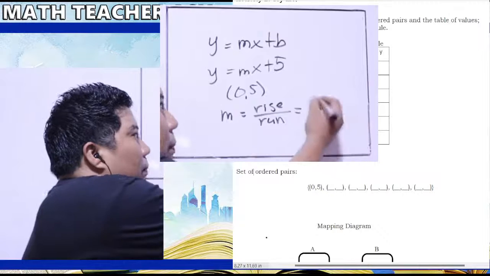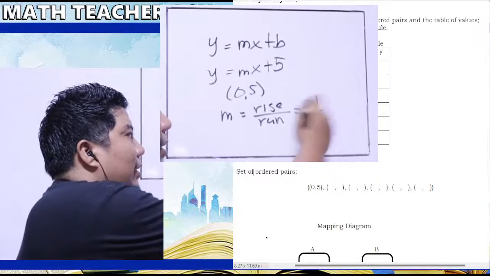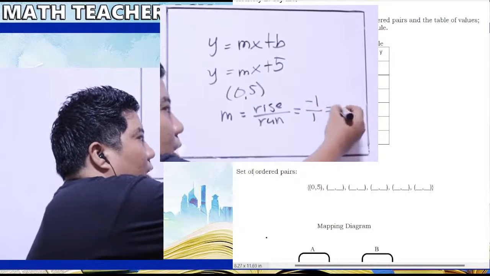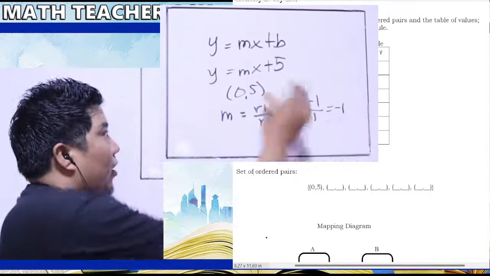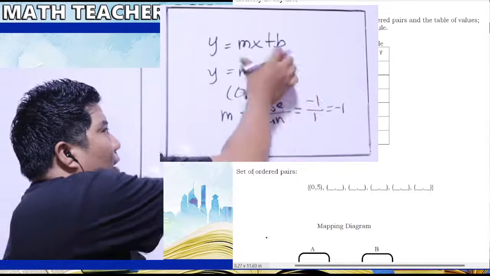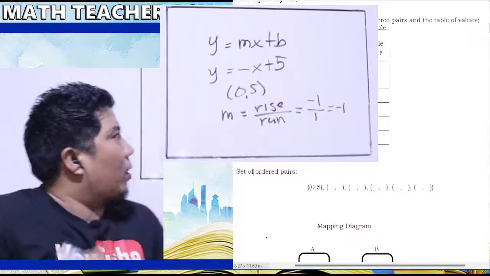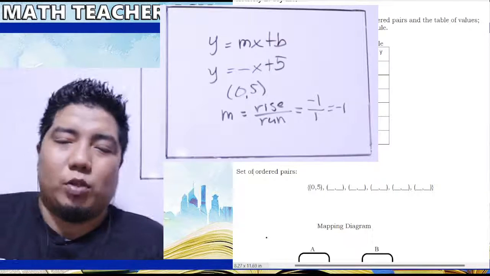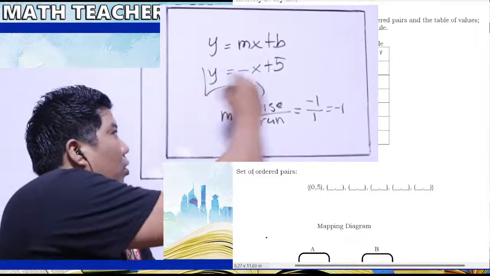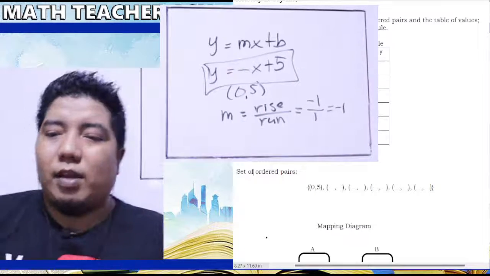So, when we say bumaba, that is negative 1. Tumakbo ng right side, that is positive 1. So, therefore, our slope is negative 1. So, we could have our formula here as, y is equal to negative x plus 5. So, that will be our rule for this given problem.